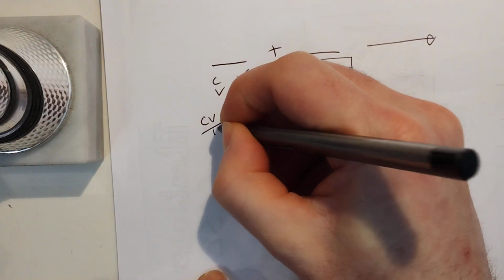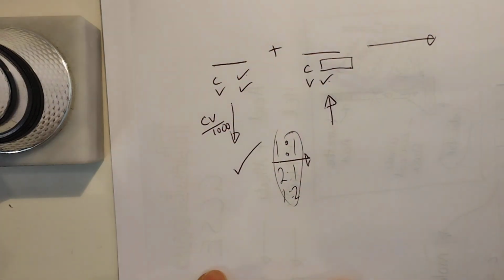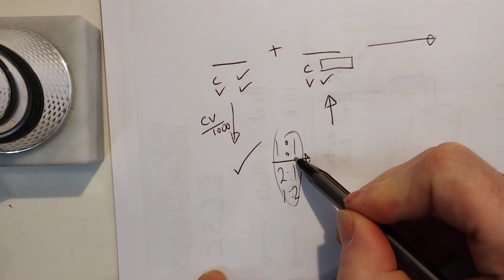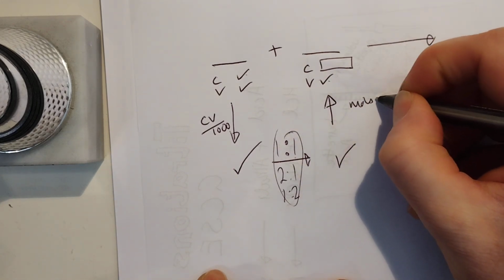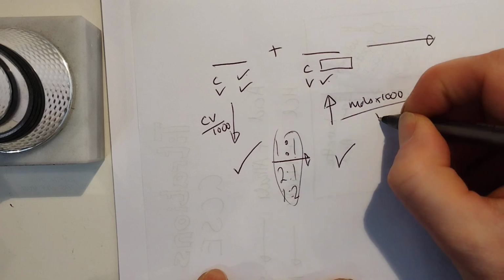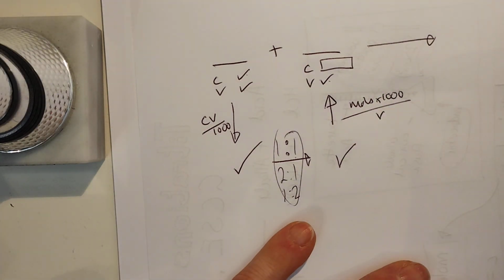We're going to go CV divided by 1,000. That will get us our first mark. We're then going to use a ratio. That will get us our second mark. And on this side, we're going to do moles times 1,000 divided by V. All right, that's it.